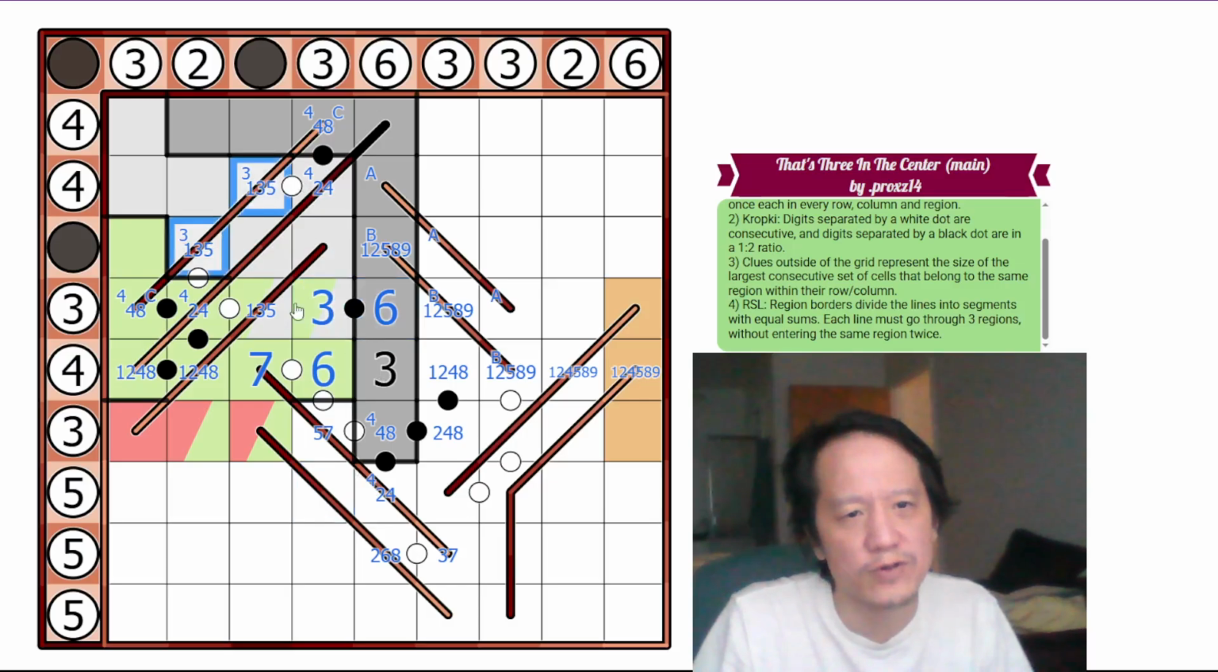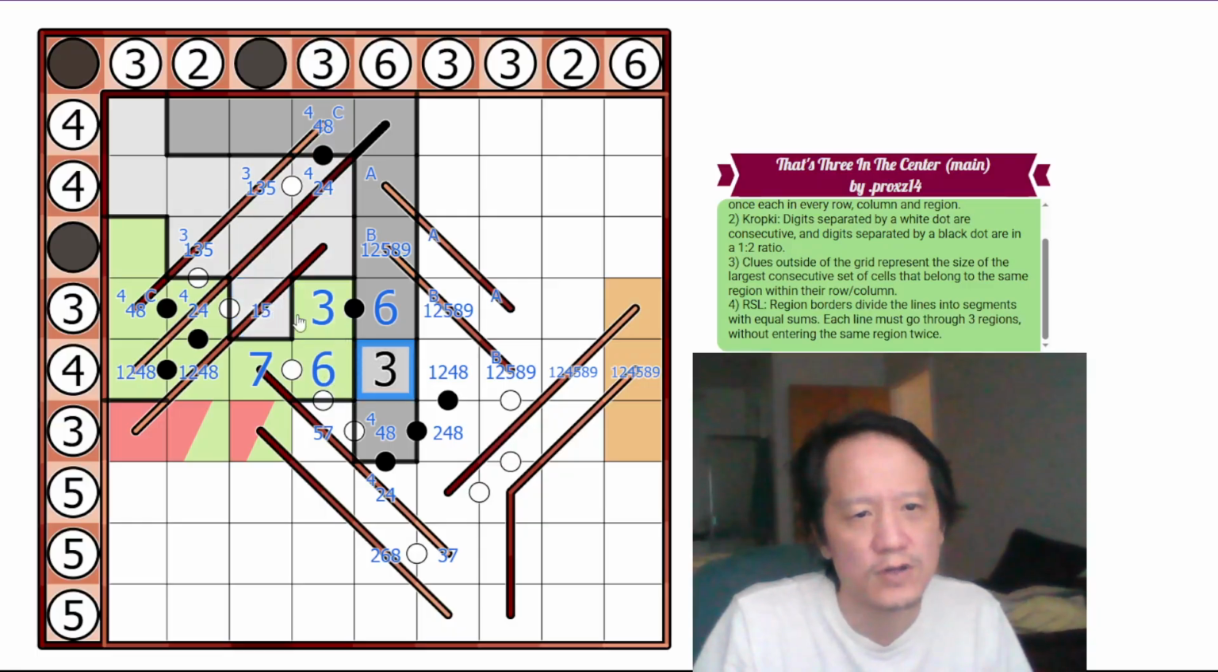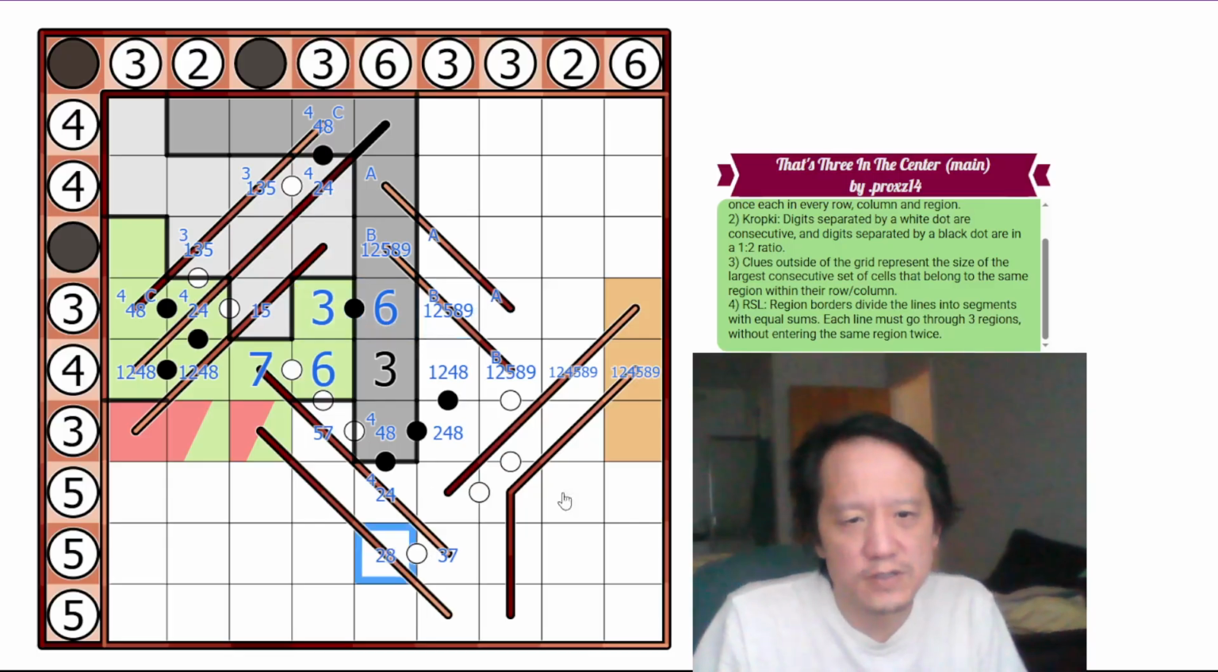3 cannot be part of the light region, so this is green, which means this can't be green, this is light. That's interesting. Huh. This obviously can't be 3 anymore. This is 1 or 5. It can't, well, it adds up. 3 and 6, that means this can't be 6 here.